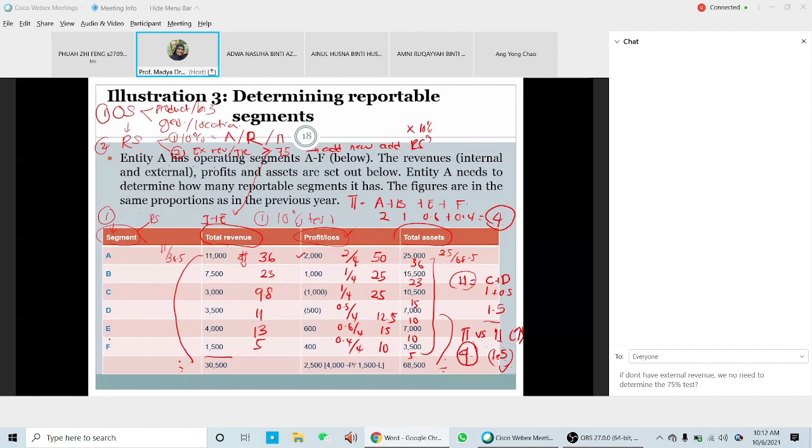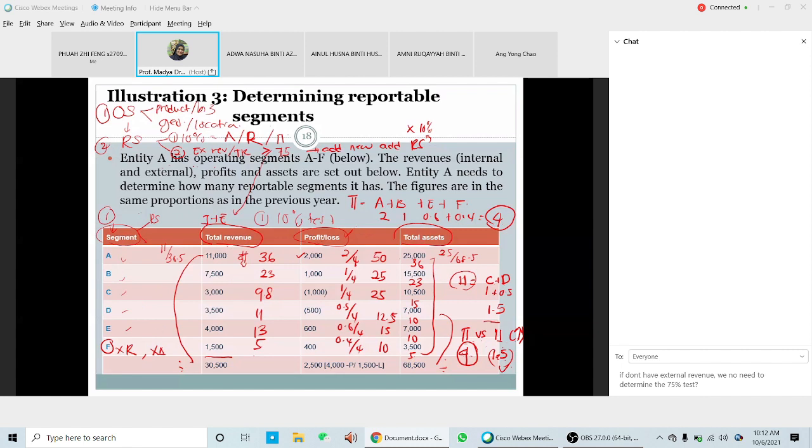Based on this one, if you look at the revenue here, F does not fulfill the revenue criterion because it's only 5%. And then based on the total profit, all of the segments fulfill the criteria. And then based on the total asset, F also does not fulfill the criteria of asset. So based on this one, A, B, C, D, and E can be a reportable segment.